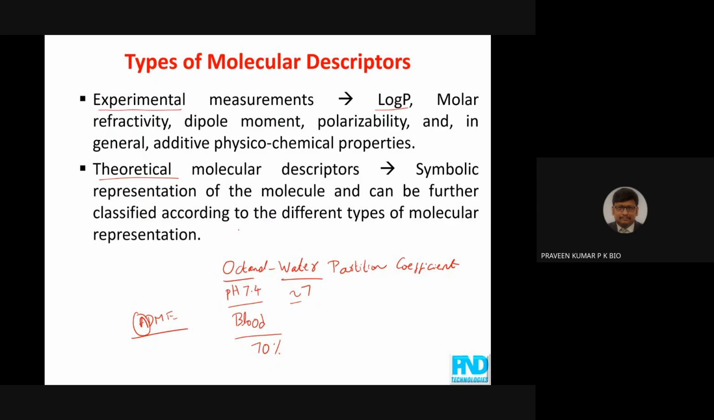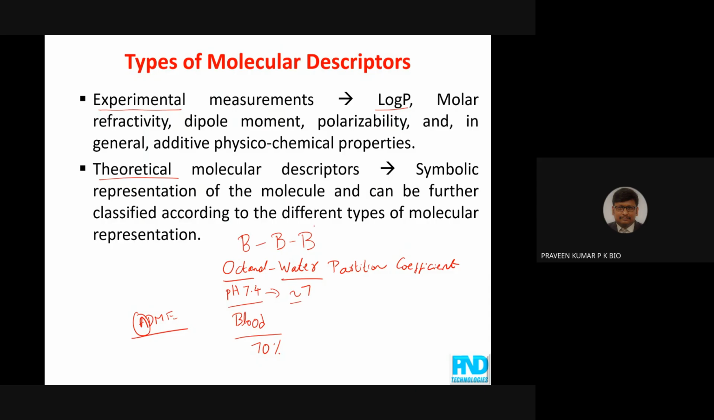And what is the purpose why we are calculating the log P through the chemical experiment? There is something called the blood-brain barrier, BBB. You know, the blood, I told you the pH is this. There is something called the brain. The brain is more lipophilic in nature. But blood comes under 7 to 7.4, so we consider it hydrophilic. The blood is hydrophilic and the brain is more lipophilic.